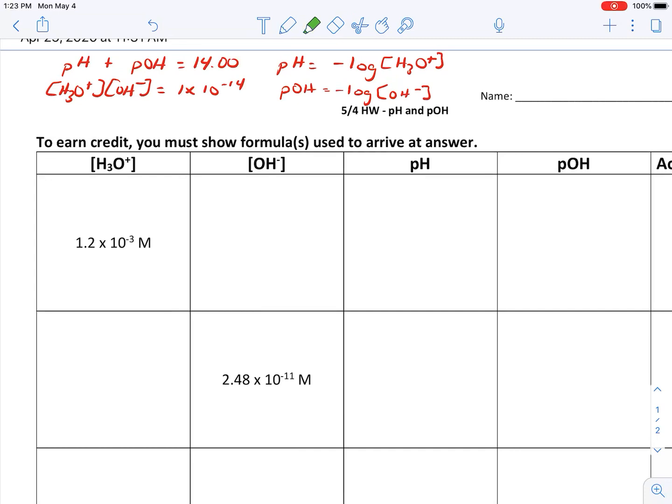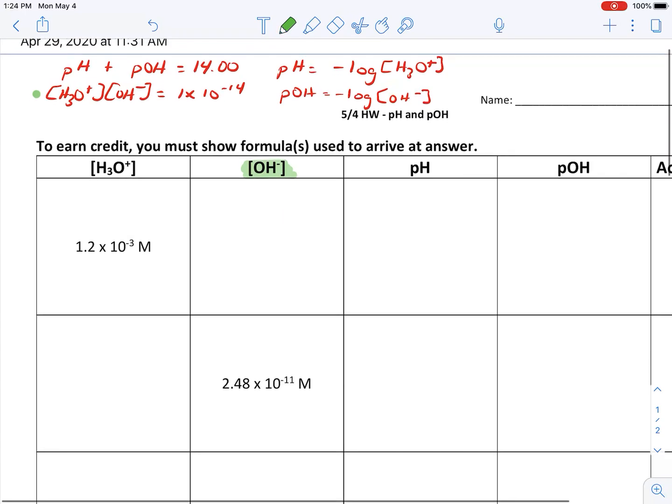We have to figure out our hydroxide ion concentration. To do that, we look at what we know. We know we have hydronium ion, and we're looking for hydroxide. So the formula we're going to use is the one that involves both of those things, which is H3O times the concentration of hydroxide equals 1 times 10 to the negative 14.